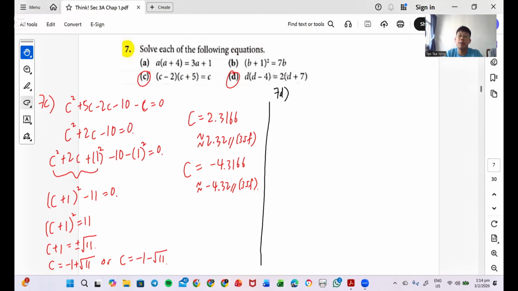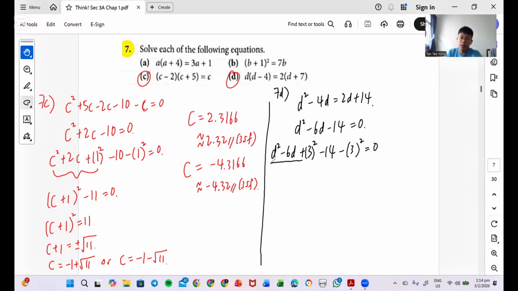For 7D, same thing: expand out, bring everything to the left. So D square minus 4D equals 2D plus 14. Expand out only, then after that, just bring everything to the left. So D square minus 6D minus 14 equals 0. Let me just double confirm. Yeah, okay. So D square minus 6D plus 3 square. 6 divided by 2 is 3. 3 square minus 14 minus 3 square equals 0. Complete the square for this. So D minus 3 whole thing square. Take note, here is minus, here is plus.